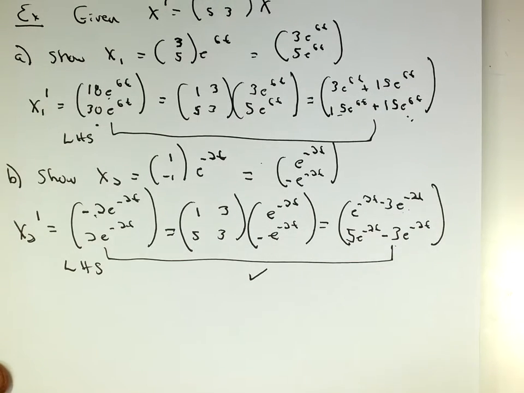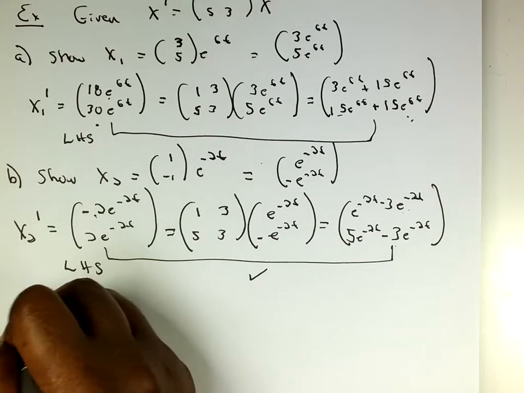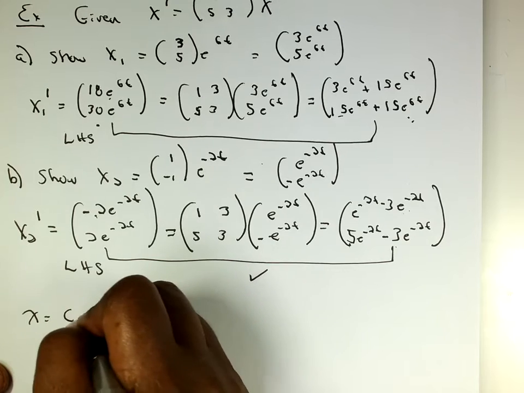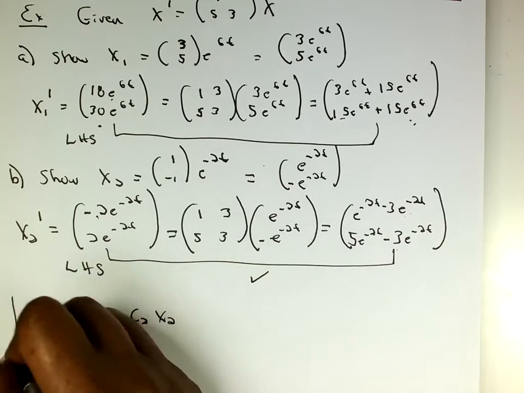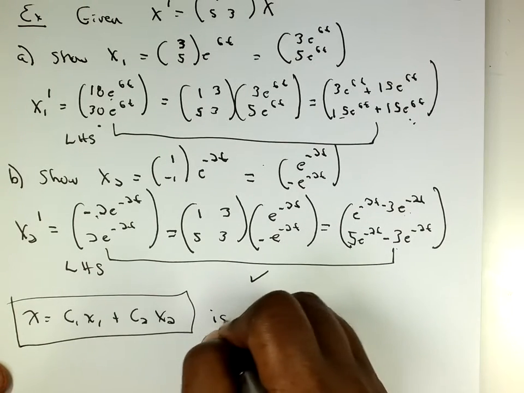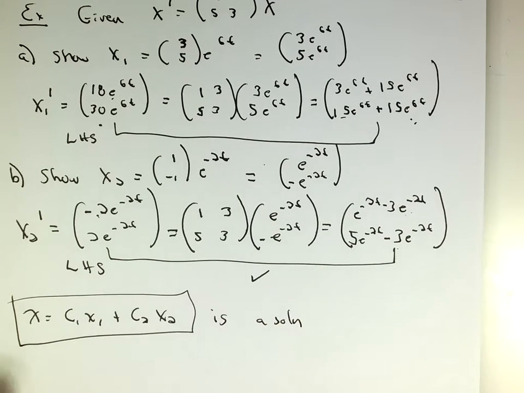Since they're both solutions, then the linear combination of those is also a solution. We have these arbitrary coefficients, but all those linear combinations, for however many solutions I may have, are also solutions.